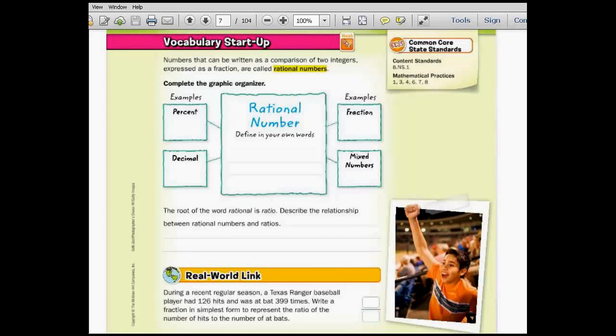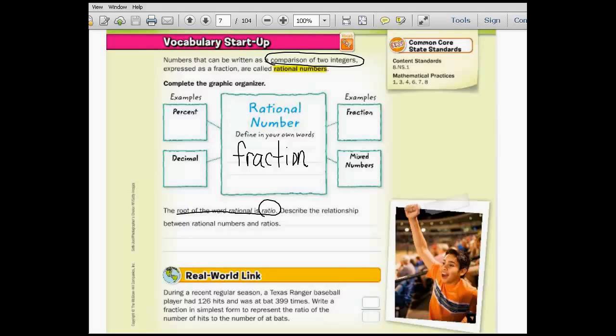Unit 1 is on the number system, specifically lesson 1 is on rational numbers. What you need to know about rational numbers is that they are a comparison of two integers. That may not mean a whole lot to you, but the root of the word rational is in fact ratio. So we're talking about a ratio of two numbers. You more commonly think of those as fractions. So basically, think of rational numbers as anything that can be written as a fraction.